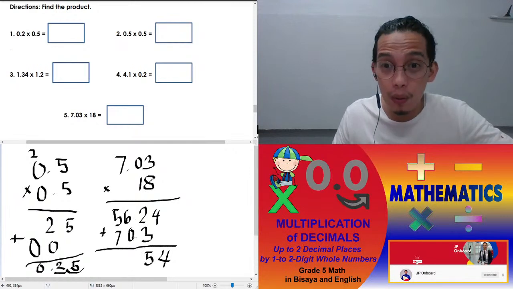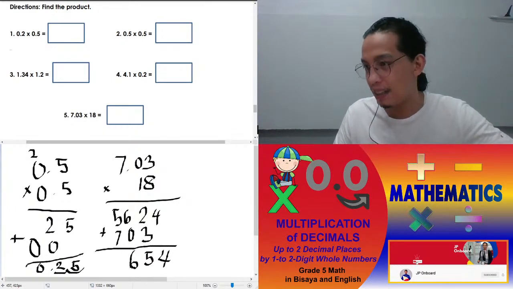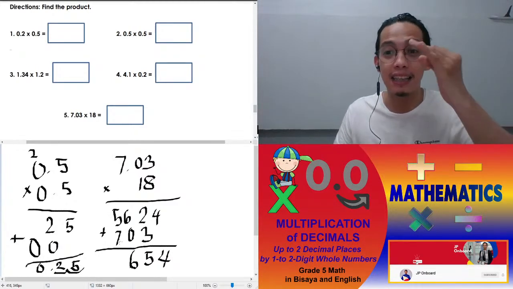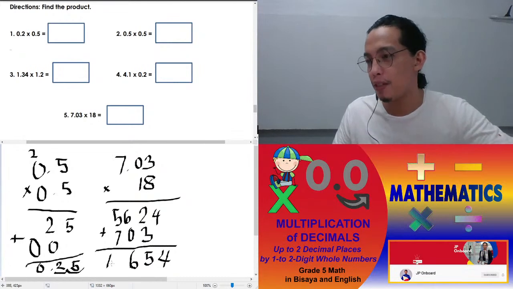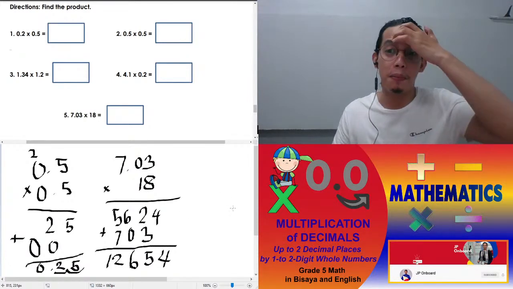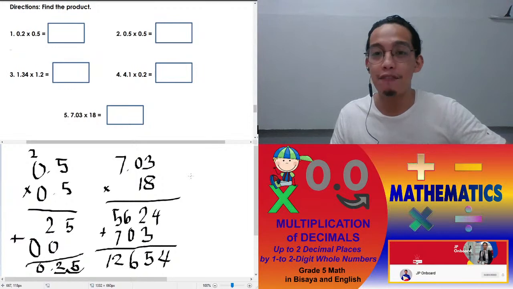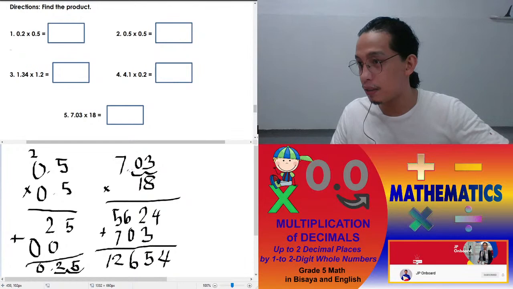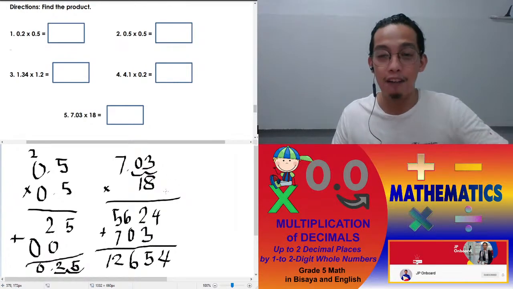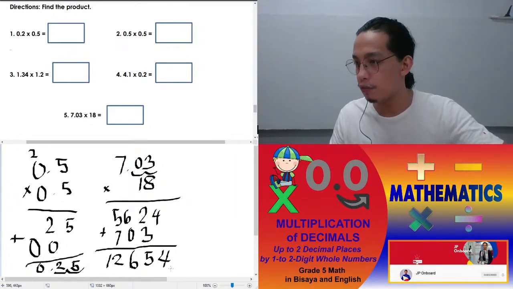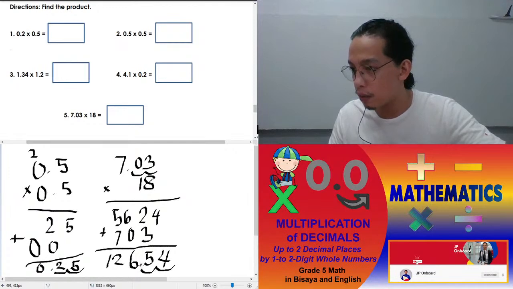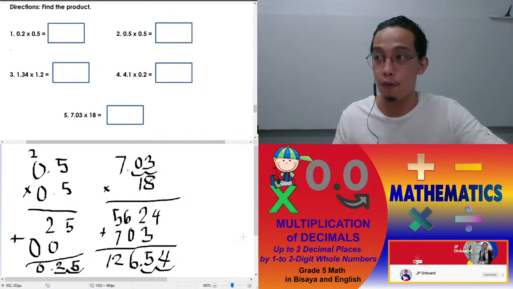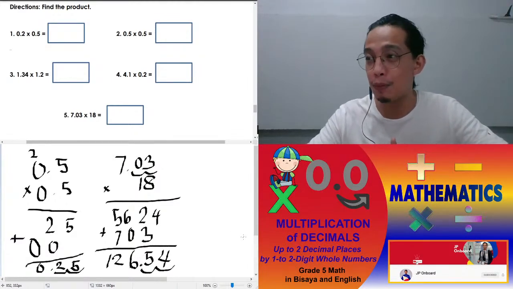6 plus 0 is 6. 5 plus 7, so 7, 8, 9, 10, 11, 12 is 12. So you have these numbers, but you apply the decimal places. In 7.03, it's two decimal places. We have 1, 2. In 18, we don't have, so we just apply two decimal places from the right. 1, 2, there. And the answer is 126.54.